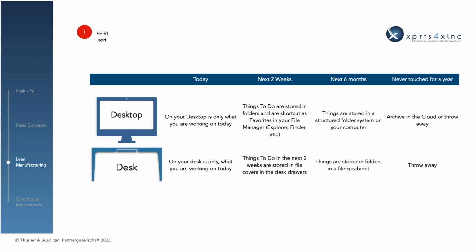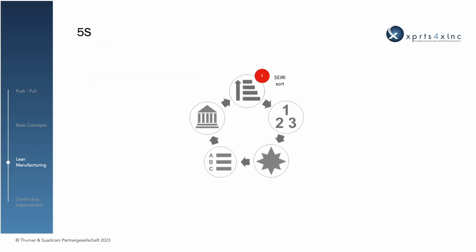Things that are longer out, for example that should be worked on in the next 6 months. Desktop: things are stored in a structured folder system on your computer hard drive. Desk: things are stored in folders in a filing cabinet. Most important, things that you haven't touched for a year, archive them somewhere or, better, throw them away. It is very unlikely that you will seriously work on them. That was the first step, seiri.